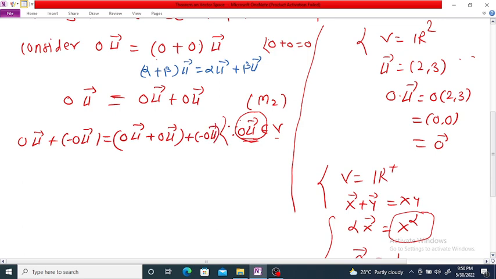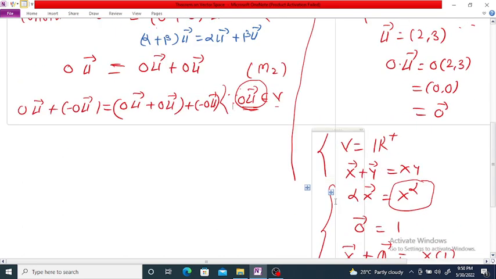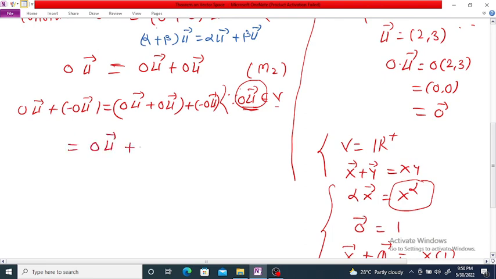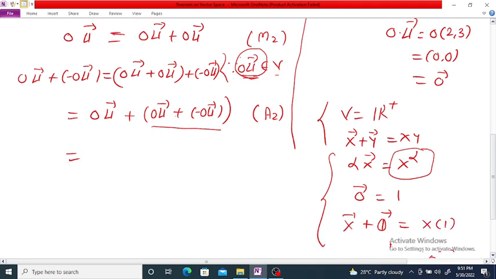Okay, now by using the associative property, A2, we can write this as 0 u bar plus 0 u bar plus minus 0 u bar. Now since these two are additive inverses, here we apply A2. 0 u bar minus 0 u bar is the additive inverse of 0 u bar.